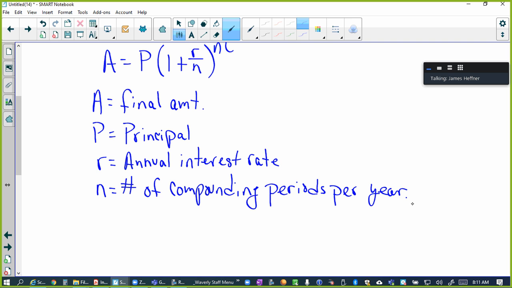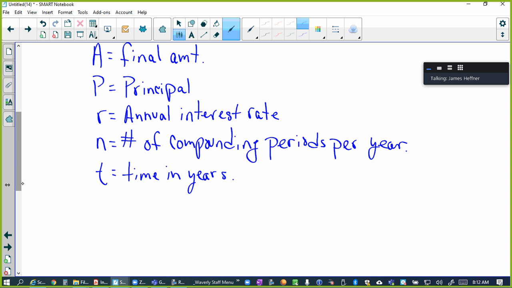Okay, so if you put money into a savings account and they tell you it's compounded monthly, then what would the value of N be? The number of years? Well, no, N is the number of compounding periods. If you're compounding monthly, what is the value of N? How many months are in a year? 12, right? So N would be 12, okay? And of course, T is time in years, okay?